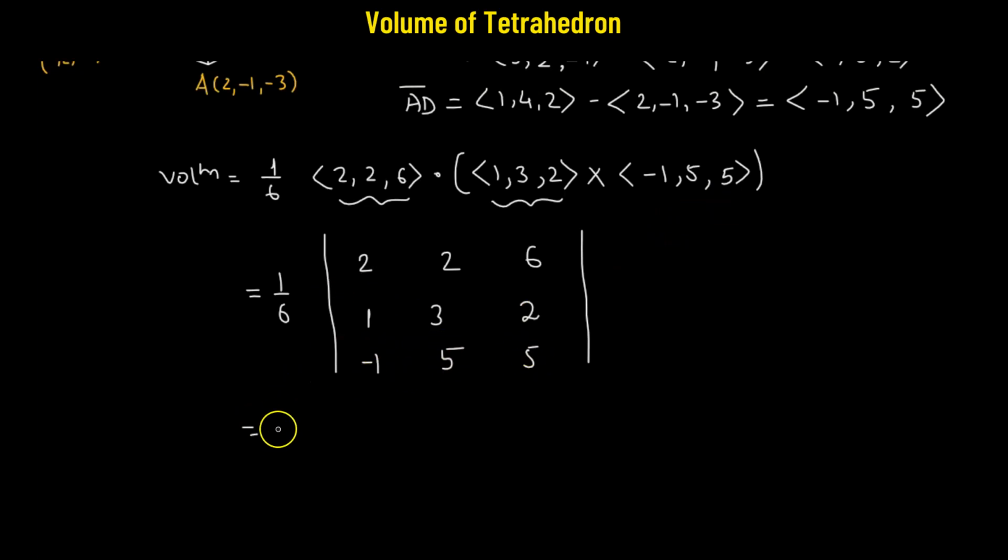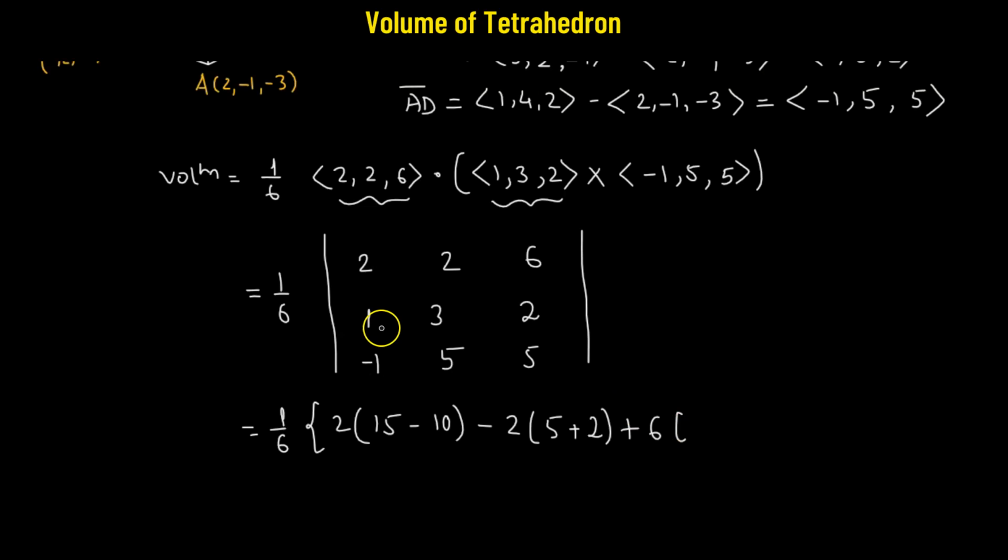So we'll expand it along the first row. We have 2 times 3 times 5, so that's 15, minus 5 times 2, so that is 10. Minus 2 times 1 times 5, so that's 5, then we have minus 2 times negative 1, so that's negative 2, so this will become positive 2. Plus 6 times 1 times 5, so that is positive 5, minus 3 times negative 1, so that's negative 3, and this will become positive 3.